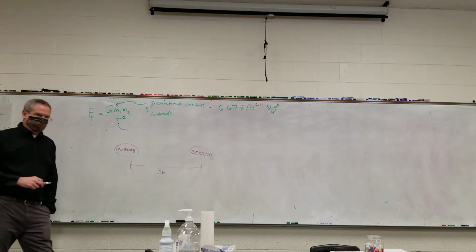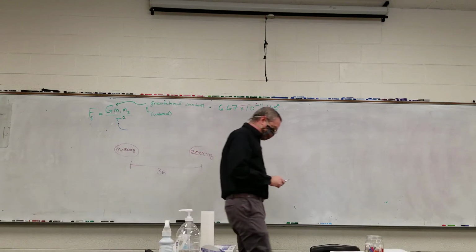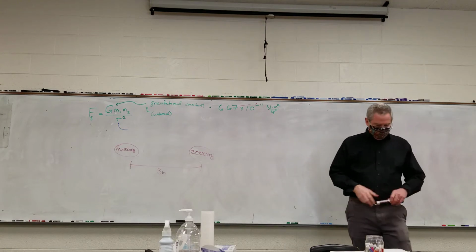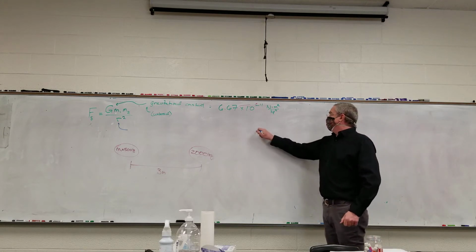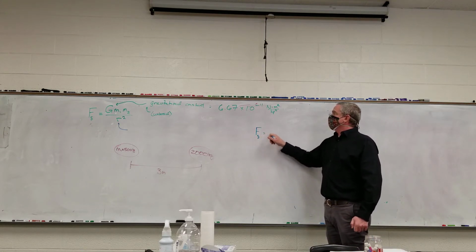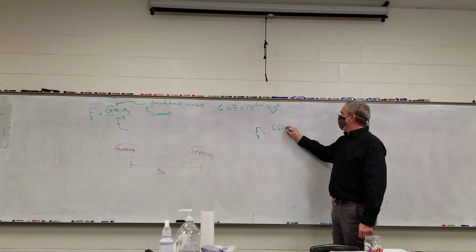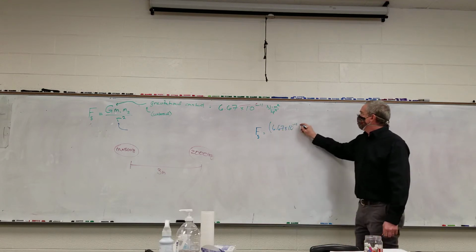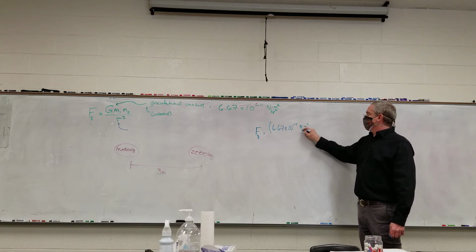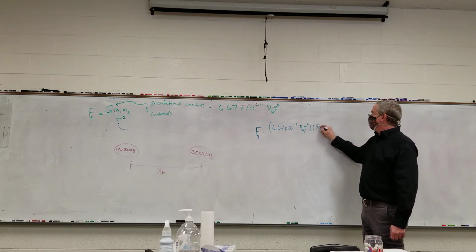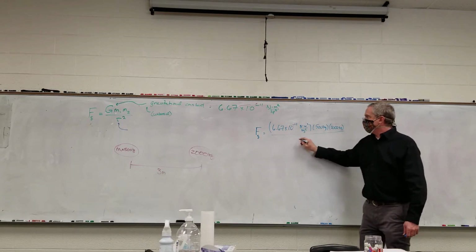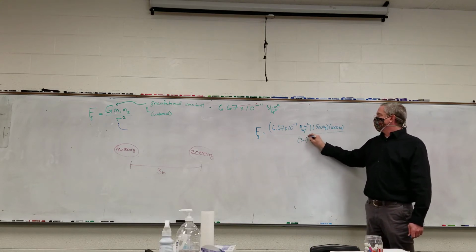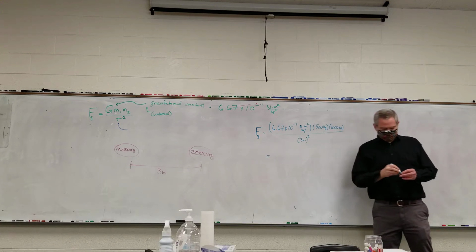What is the gravitational pull between the two? Well, this is a plug and chug exercise, so let's plug and chug. The force due to gravity is 6.67 times 10 to the negative 11 newton meter squared per kilogram squared, times 500 kilograms, times 2,000 kilograms, divided by the distance between them, 3 meters squared. And what do we get?